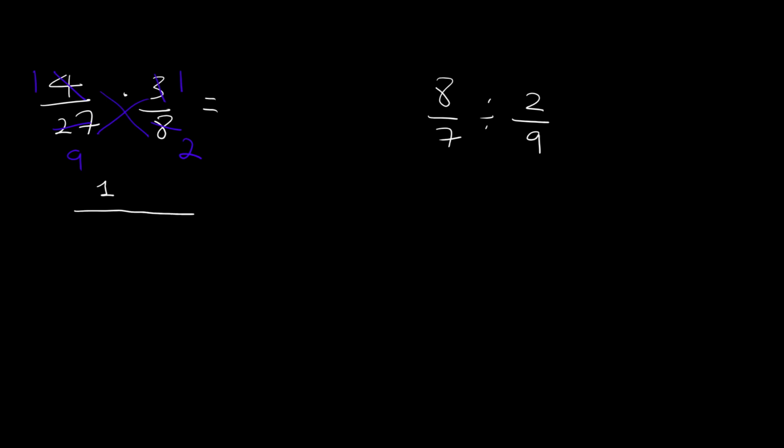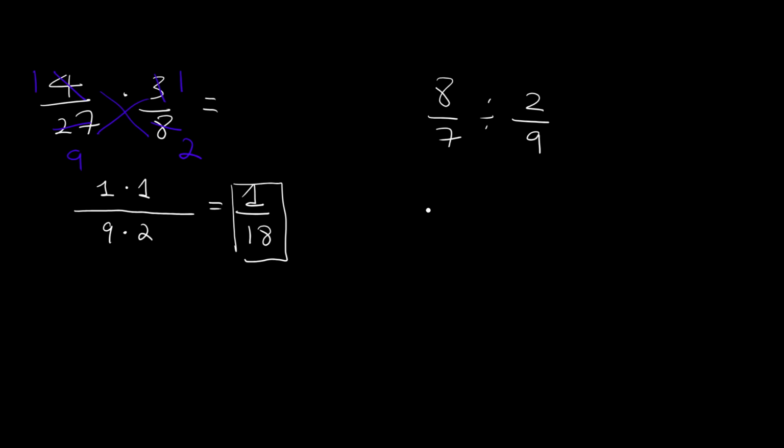We're going to multiply 1 times 1, 9 times 2. So 1 times 1 will give me 1, and 9 times 2 will give me 18. And this is how we multiply this fraction. Always check if you can reduce fractions by itself, or you can cross-check to see if you can reduce them.